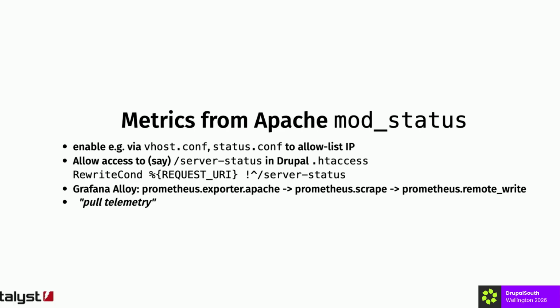So gathering metrics from Apache's mod status, which I think Jonathan just described. You're enabling it in your Apache configuration, and then get Alloy to pull that data out and send it off to Prometheus.